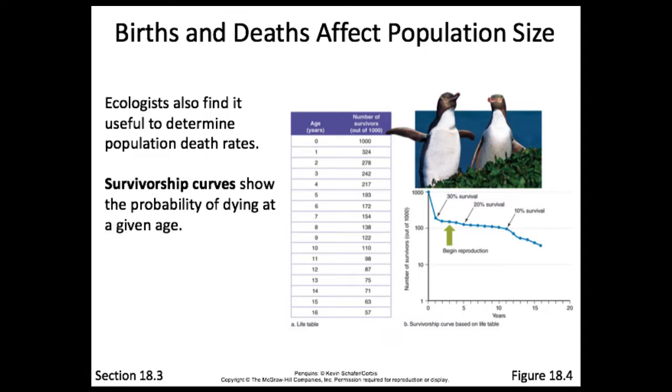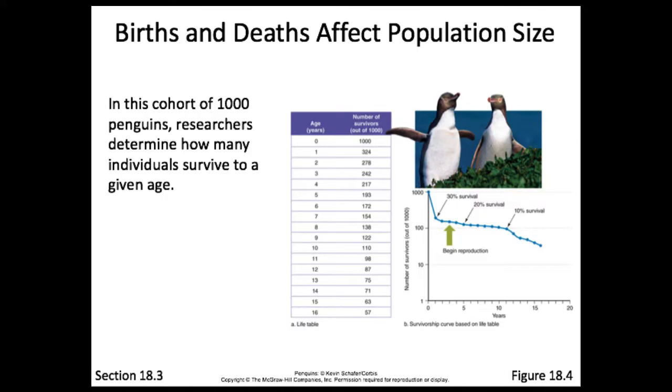Ecologists also find it useful to determine the population death rate in a given place. And survivorship curves are the graphs that we make that allow us to show the probability of dying at a given age. As a case in point, let's consider this type of penguin. In the starting cohort, we have 1,000 penguins. We'll say that these 1,000 penguins hatched and the babies survive.